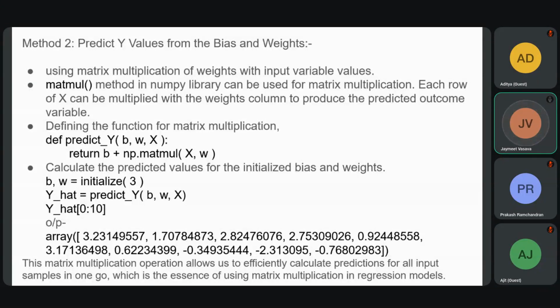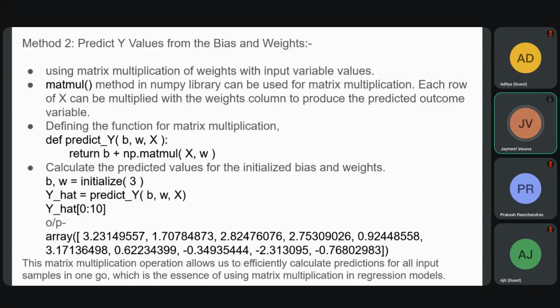Method 2 is to predict y values from the bias and weights. So we'll use the matrix multiplication of weights with input variable values. The matmul method of the NumPy library is used for the matrix multiplication that we'll be needing for it. Each row of x can be multiplied with the weight column to produce the predicted outcome variable.